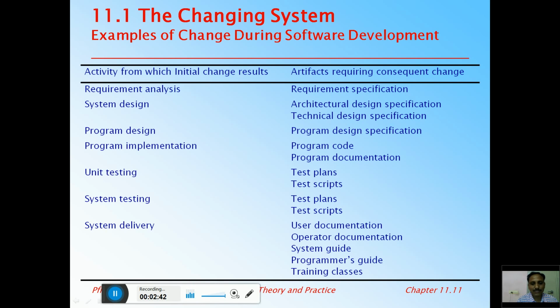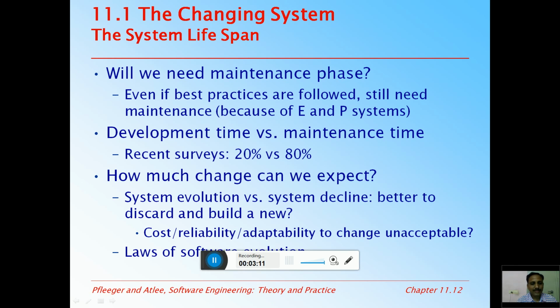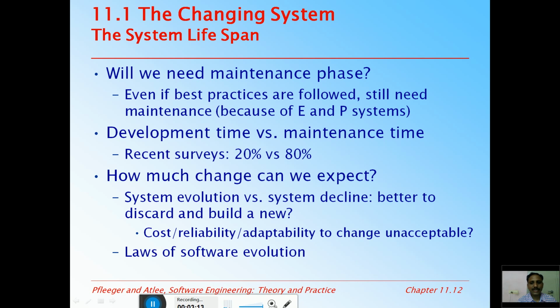In the case of system delivery, as you change the requirements, you need to change everything in the system delivery: user documentation, operator documentation, system guide, programmer's guide, training classes. As you add new functionalities, we need to give awareness to the users on how to use them. So for that we need to conduct training classes for the newly added functions. Whenever you make changes in particular phases, these respective artifacts are going to be impacted. Next one is system lifespan.